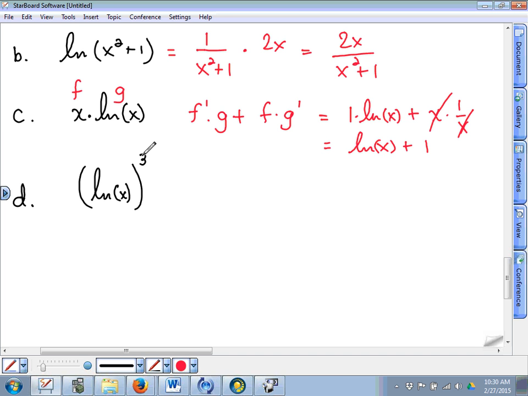Something to a power of 3. So that's what we take care of first. How do you take a derivative of something to a power of 3? So it's 3 times the inner function, then decrease the power. Now you take the derivative of the inside function. 1 over x.